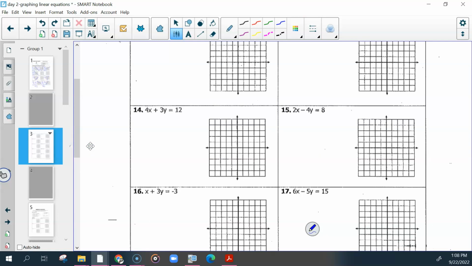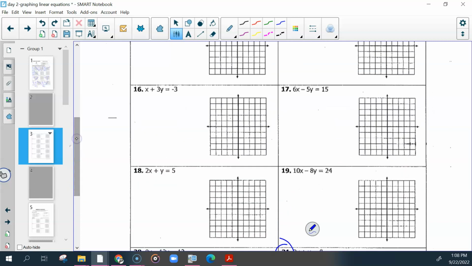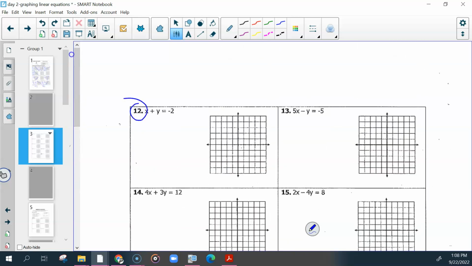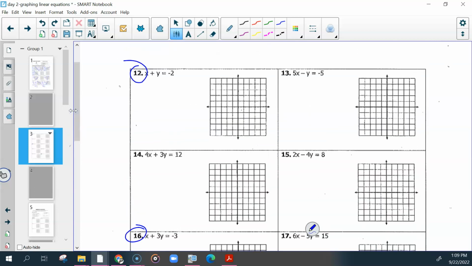21. Any others? 12, 21, any others? So we'll start with 12 through 16 through 21, then any others, and then we'll move on. For number 12, what would be our first step? Brian? Correct.